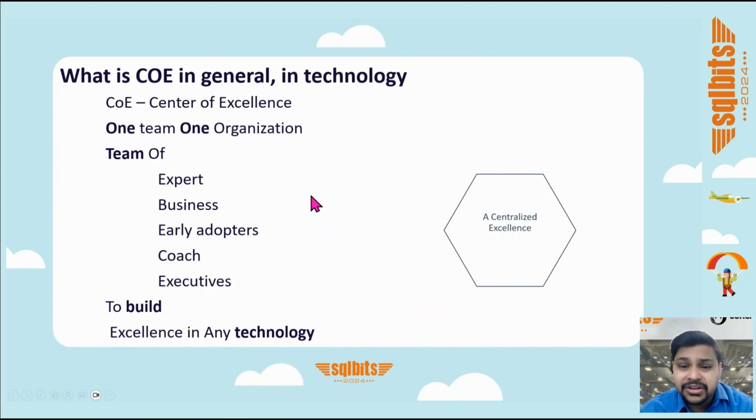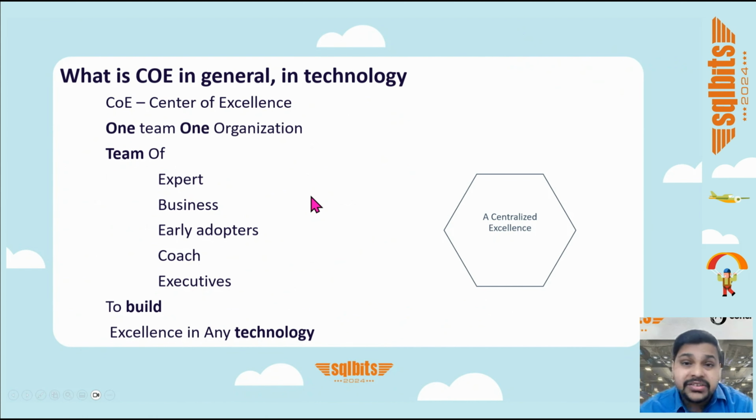What is COE in general? At the heart, COE in technology represents a centralized unit within the organization. It represents one team, one organization at the core. It's a team of experts, business experts, early adopters, those who are really tech enthusiasts, and the executive. Based on that, you bring that team together and build your center of excellence. The main part is that you are forming a centralized team which can answer any information related to that technology. And here we are talking about a COE in general, right?